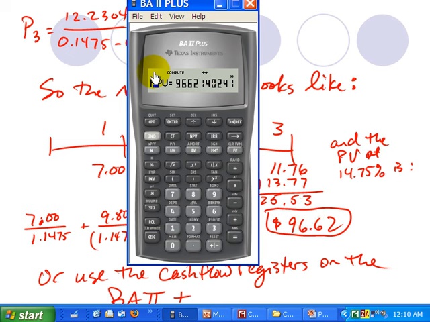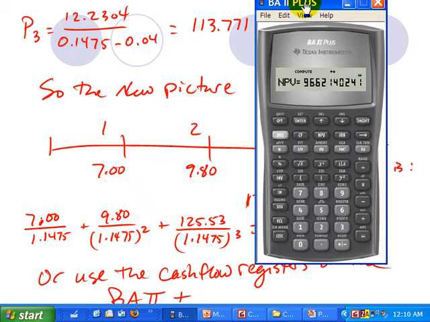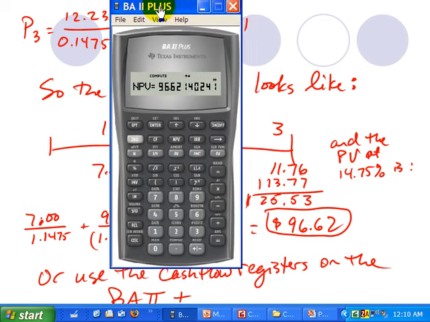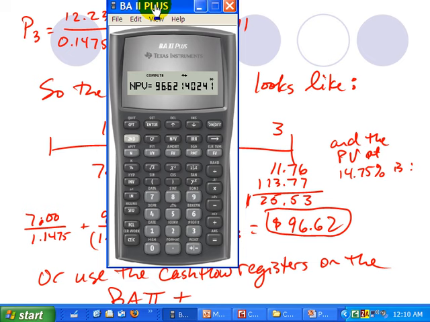This is marginally easier if you have a number of cash flows to do. This little formula here down on the screen is pretty cumbersome if you have to do more than maybe three or four numbers. But it's marginally easier, I think, than doing it by hand. In any case, that's what the present value of all of those dividends is, and so that's how much the stock would be worth today, which is $96.62.